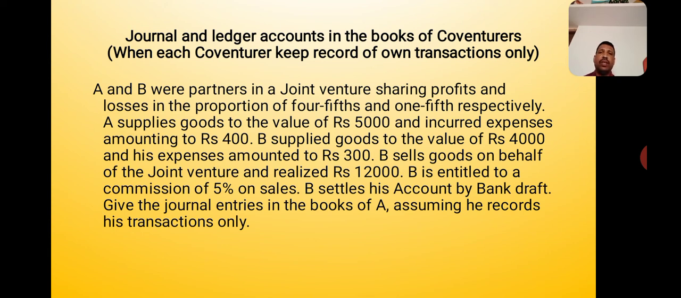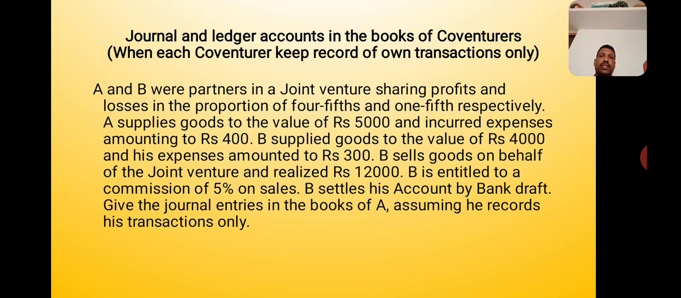For this transaction also journal entry will not be passed, but these transactions will be affected in the memorandum joint venture account. And then B is entitled to get a commission of 5% on sales. For these transactions also, we need not pass the journal entry because this is related to these three entries: B supplied goods to the value of rupees 4,000 and incurred expense amount to rupees 300, B sells goods on behalf of the joint venture and realizes rupees 12,000, and B is entitled to commission of 5% on sales. These three entries should not be recorded in the books of A, but should be mentioned in the memorandum joint venture account for the purpose of ascertaining the profit or loss.